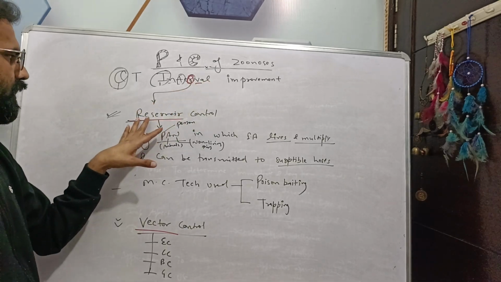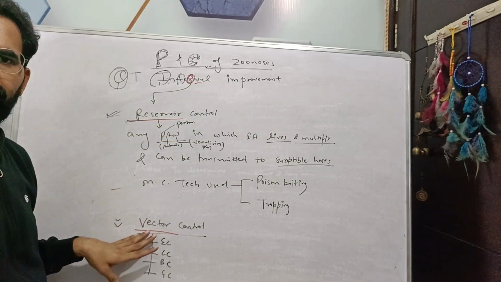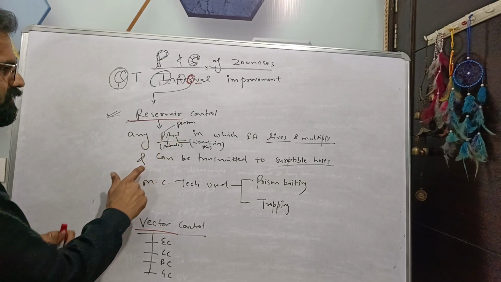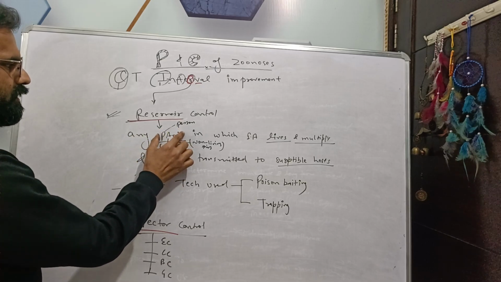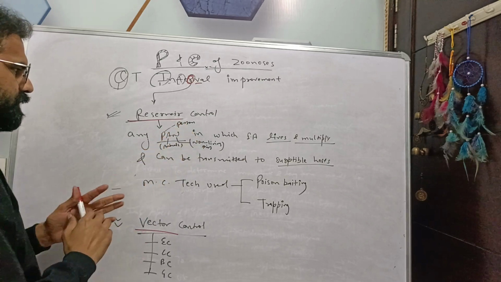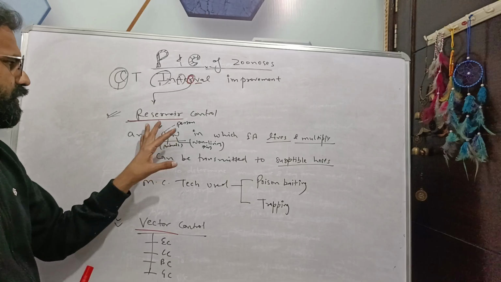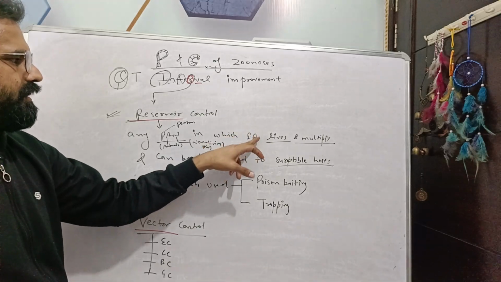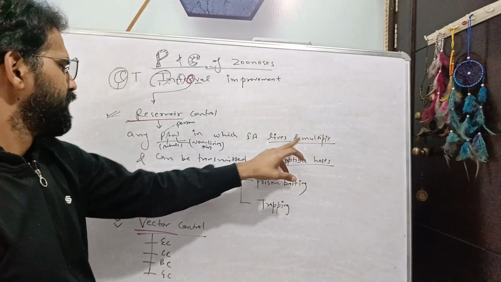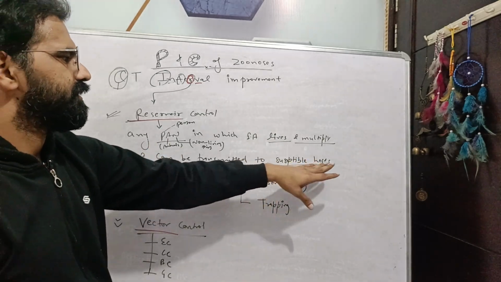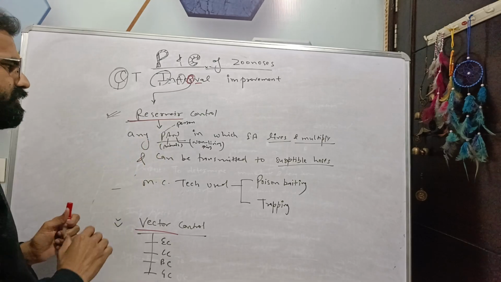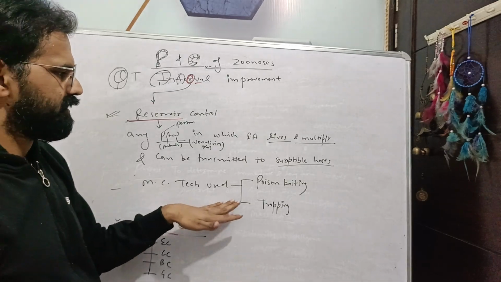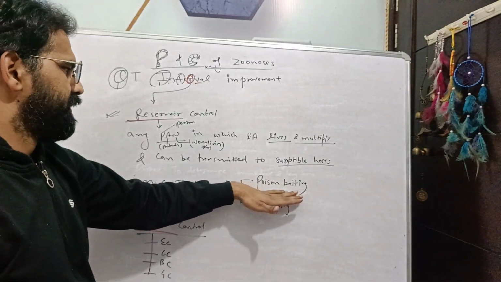R and V. R means reservoir control and V is for vector control. Reservoir control. First, what is a reservoir? The definition of a reservoir is any PAN. PAN means person, animals and non-living thing. So any PAN in which an infectious agent like bacteria, virus or any agent lives and multiplies and can be transmitted to a susceptible host is known as a reservoir. The most common techniques used against reservoirs are trapping and poison baiting.